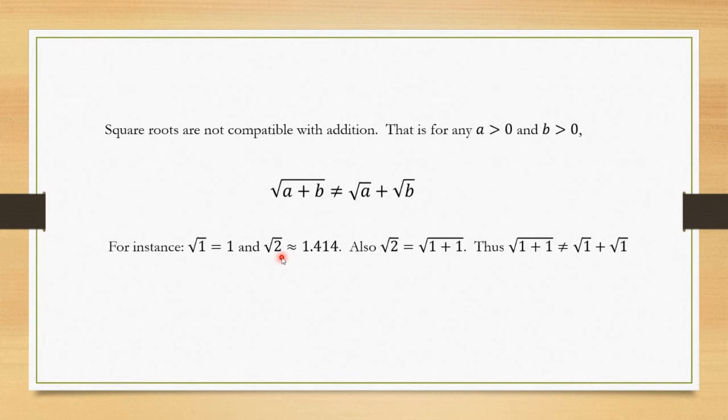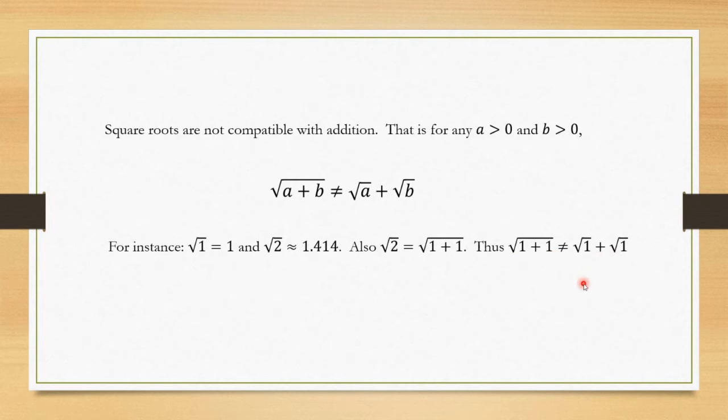Basically what I'm showing here is that if you take A and B to be 1, over here you're going to have the square root of 2. That's the left-hand side, because that's the square root of 1 plus 1. Over here, you have the square root of 1 plus the square root of 1. This is 1 plus 1, which is 2. So in other words, this does not equal this sum.